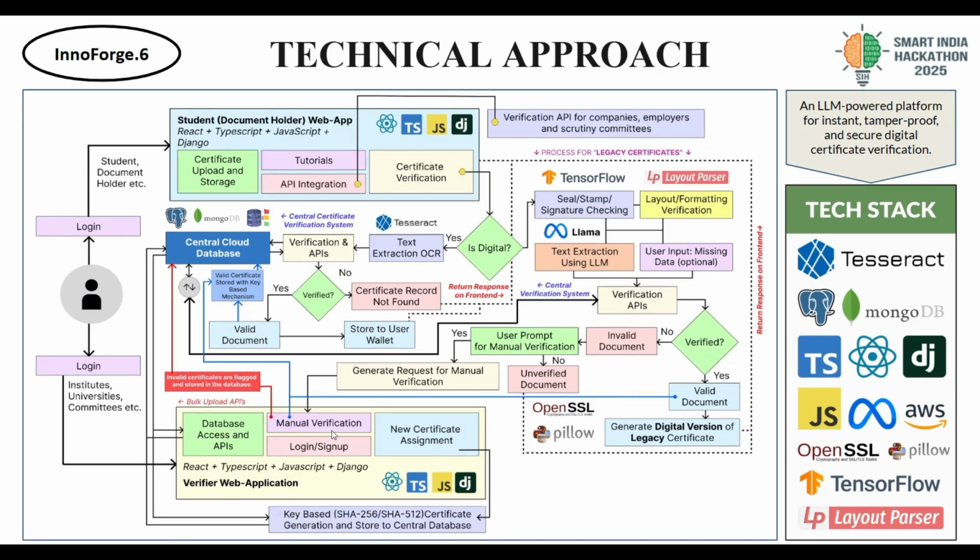But if we find out that the certificate is not valid in the manual verification, we will store the invalid certificate and flag it in our database so that the invalid certificate will be used to train our internal model, which is on the cloud database.